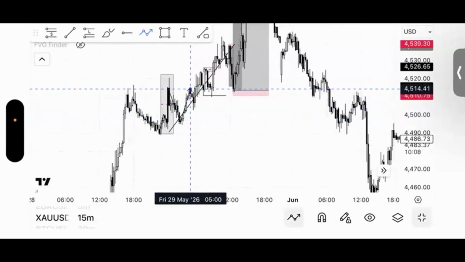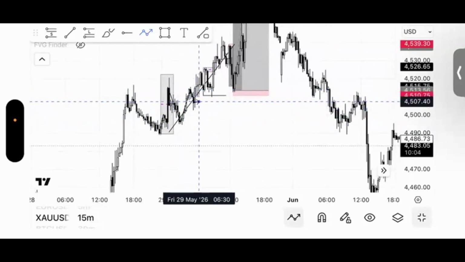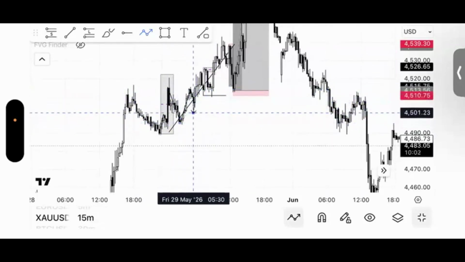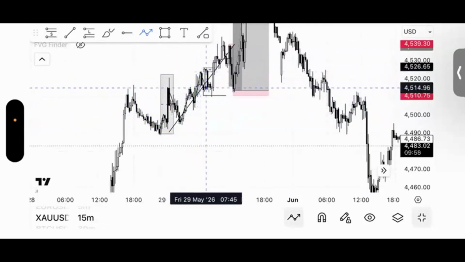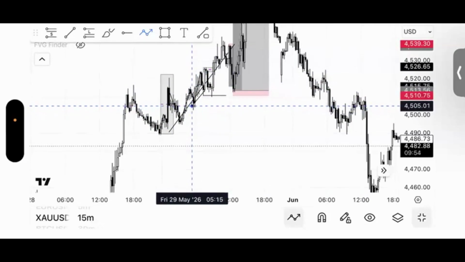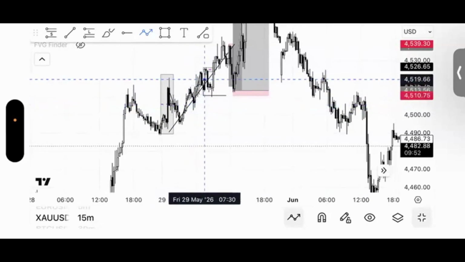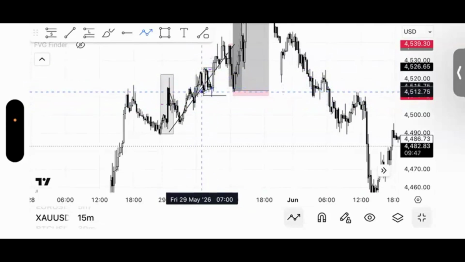So the market went up again. Then it gave us another retracement. Now, this retracement wasn't able to come to that point, you see. The market went up again, gave us another retracement, and wasn't able to reach up to this point. This is telling you that okay, the buyers are stronger. The market went up again, gave us another retracement, and wasn't able to break this low.